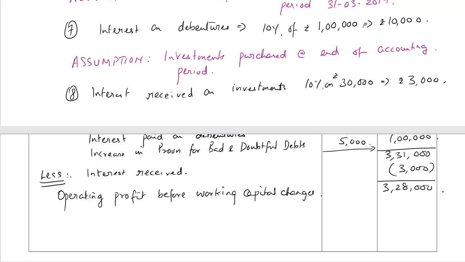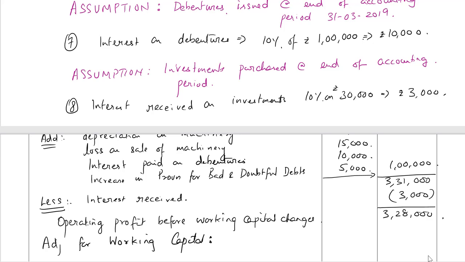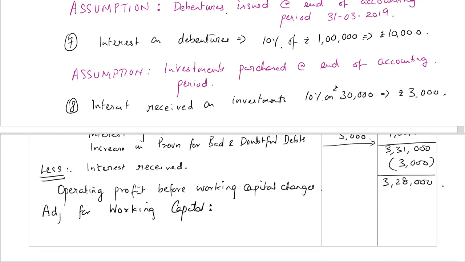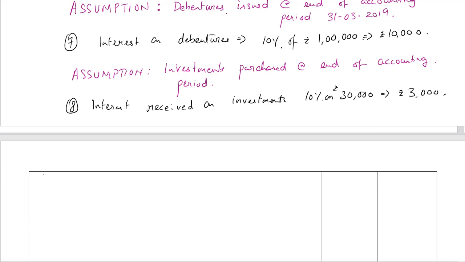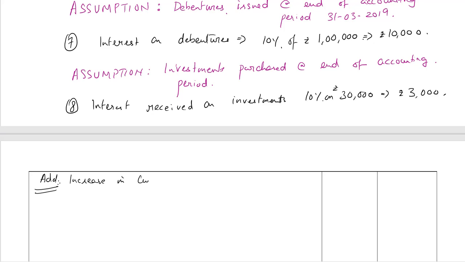Now let's make adjustments for working capital. Adjustments for working capital. We need to add increase in current liabilities and decrease in the current assets.